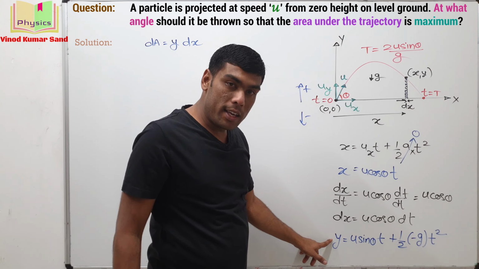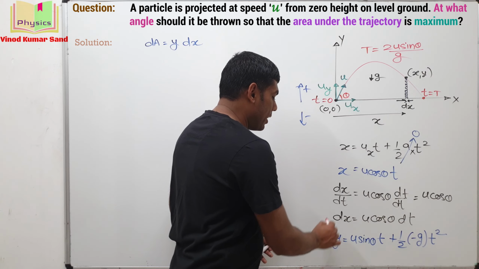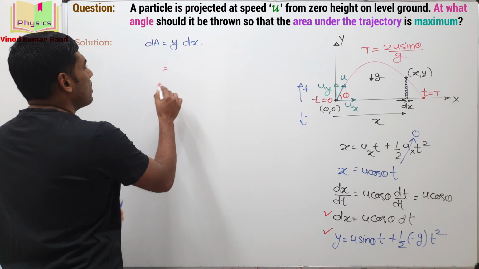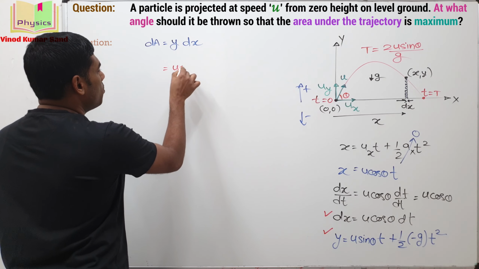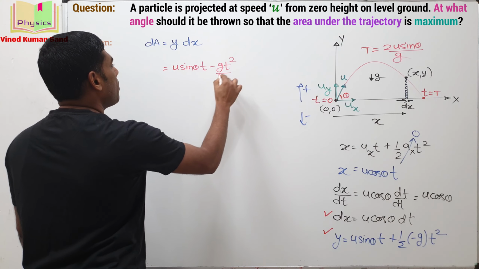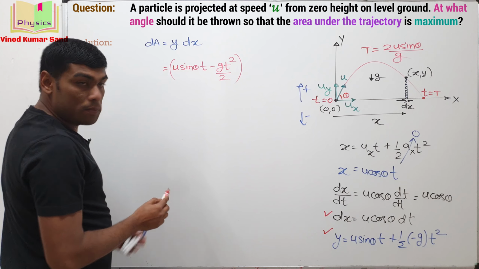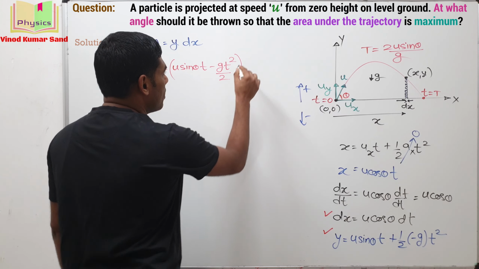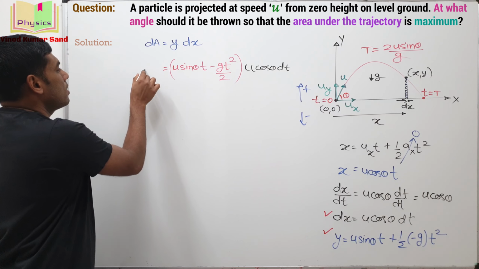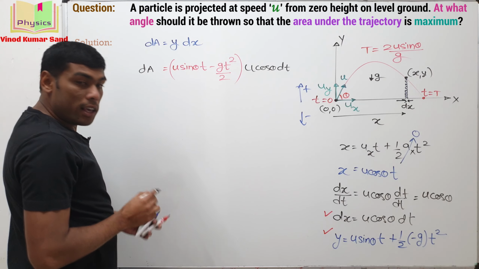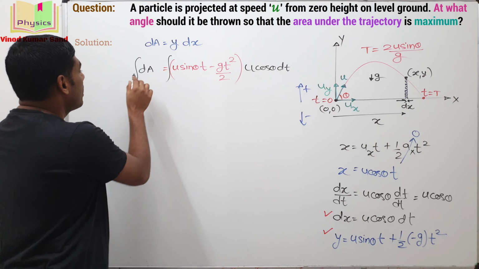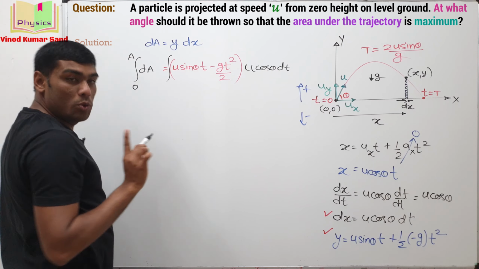Now I have y as well as dx. So let's substitute them here. Putting in the data, y is equal to u sin theta t minus gt square by 2, and dx is u cos theta dt. This is dA. If we need the total area, we'll integrate both sides. Here the limit varies from 0 to T.